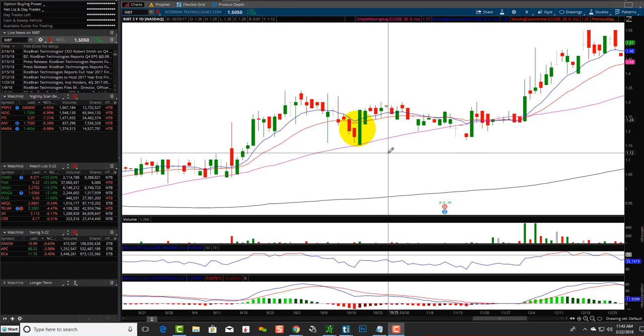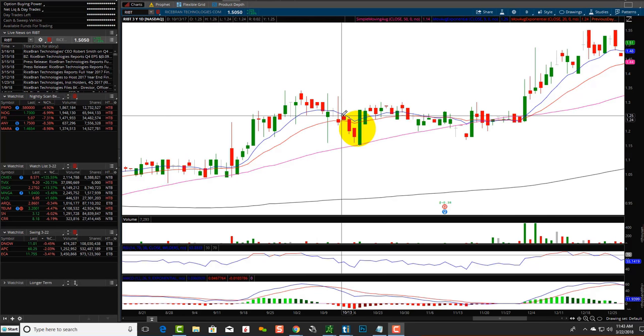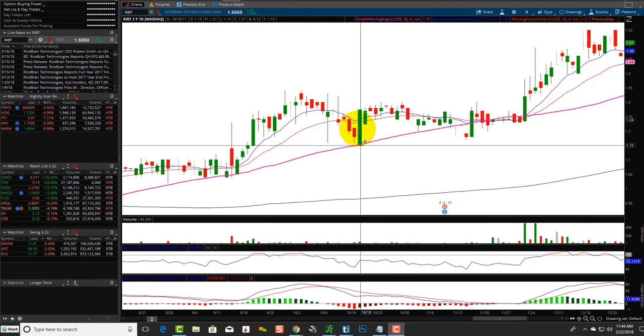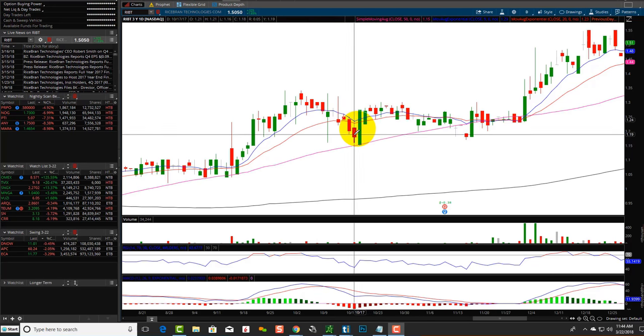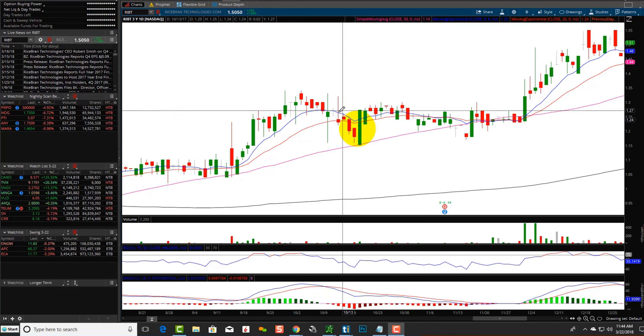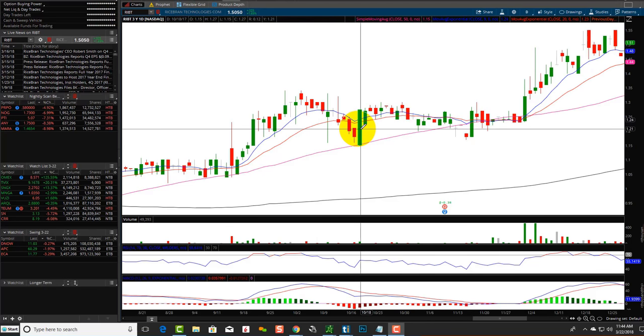So technically the pattern for the three-line strike on the bullish side would be three consecutive candles down, closing below each other, and then the fourth opening below the third candle and closing above the original, thus engulfing the entire pattern, right? So as you can see here, this is, again, a three-line strike bullish pattern.